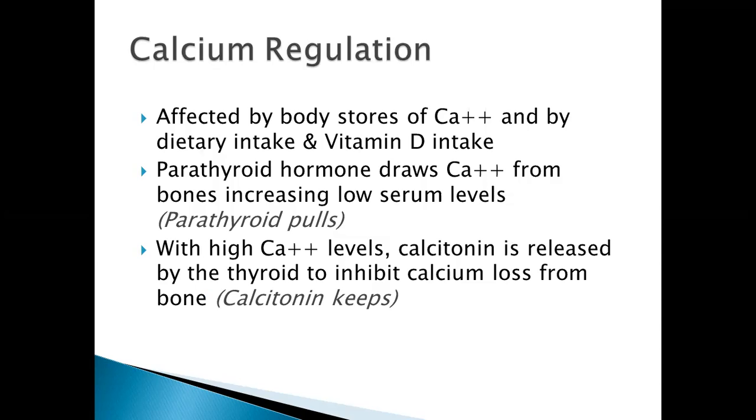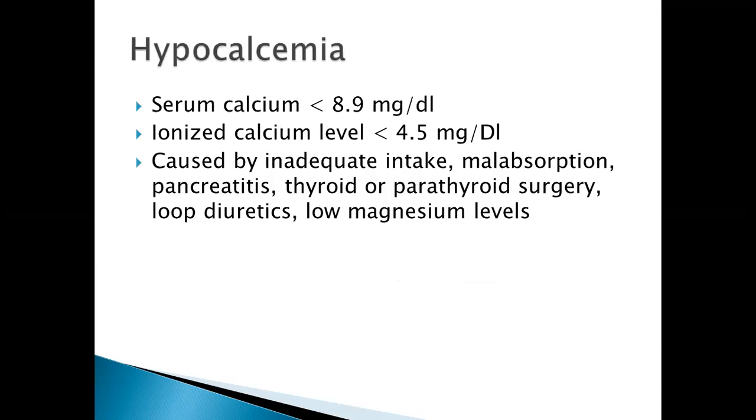Parathyroid hormone is the one that draws calcium from the bones when the serum levels are low, and calcitonin is the one that inhibits the calcium loss from bones when there are high calcium levels in the blood.